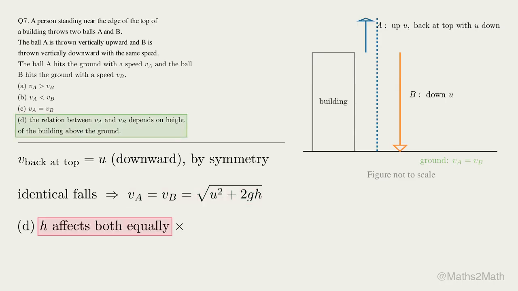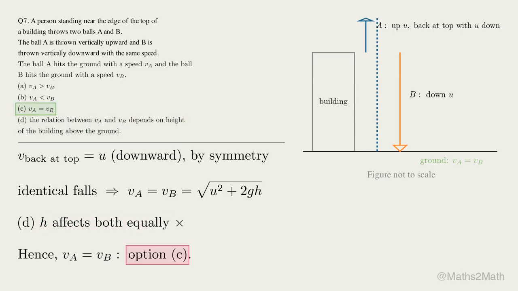Option D tempts, but the height h raises both speeds equally, so the relation between them never changes. Hence, the two balls hit the ground with equal speeds. Option C.